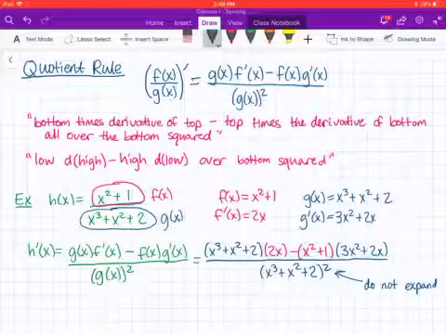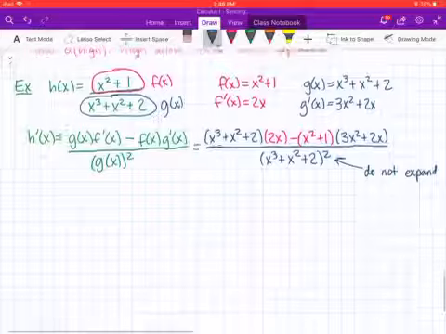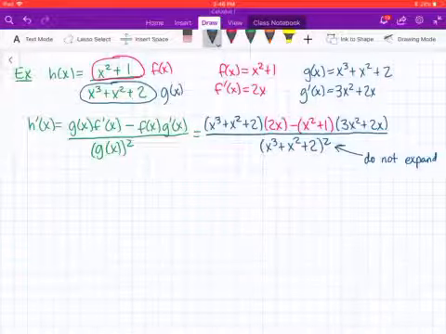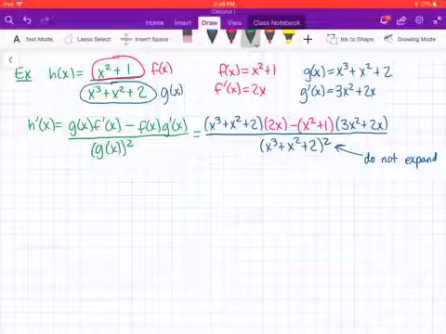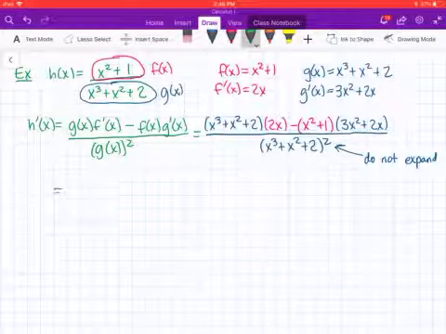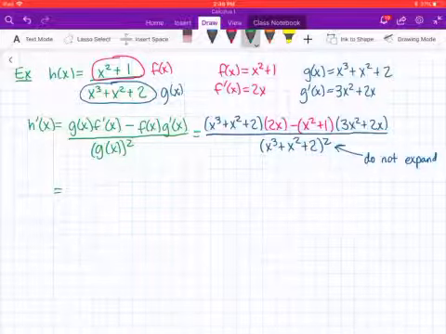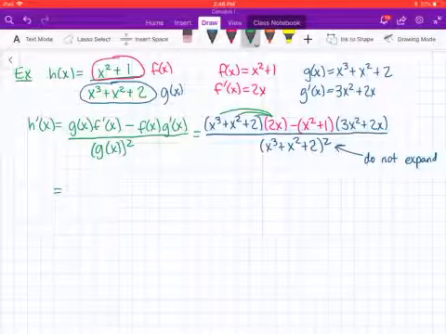All right, so here we are. We're in the middle of doing this last example here with the quotient rule. And let's continue on here. So remember, we just discussed that the bottom, you do not have to expand. The top, however, we need to simplify it. So we're going to distribute that 2x to all these terms.